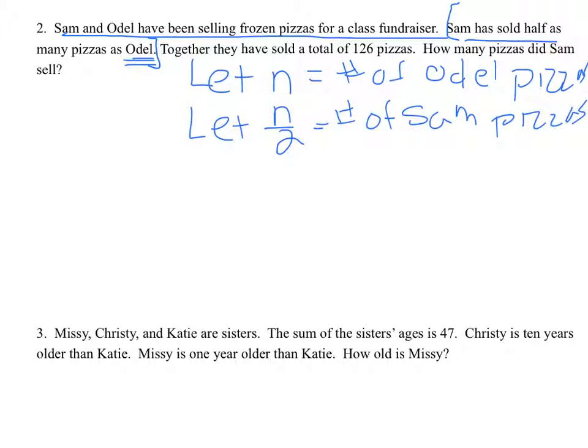All right. The very last thing that we have to do for this is to actually make the equation. So it says together they have sold a total of 126 pizzas. So remember, let total means that they have to add up both Odell and Sam. So to make this equation, we're going to take our first let statement, and what I usually like to do is, boom, that's my first let statement. I check it off, and I'm going to add it to my second let statement, which is n over 2, and I'm going to have that equal 126.